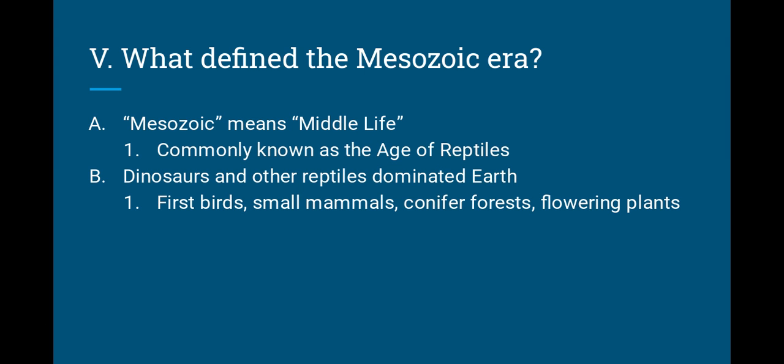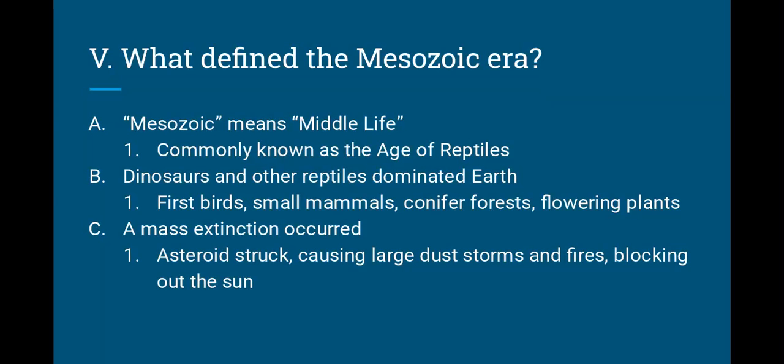Conifer forests. Conifer trees are like trees that can make pine cones, and plants that can create flowers. This is important because now that these plants have flowers, they're able to cross-pollinate and they're able to trade those genes and get a lot more genetic variety, which makes them a little bit better able to adapt if there's environmental changes.